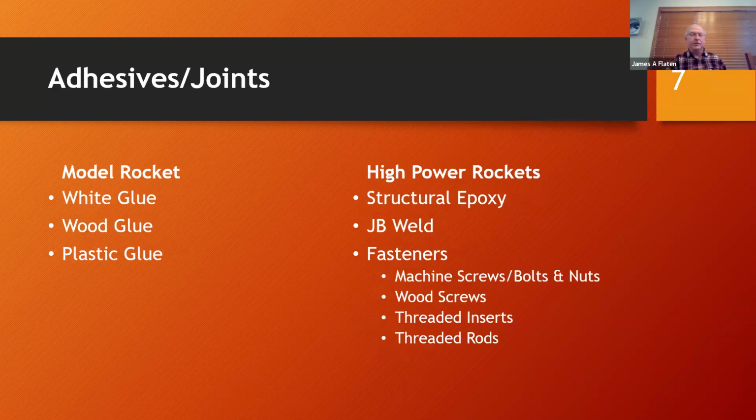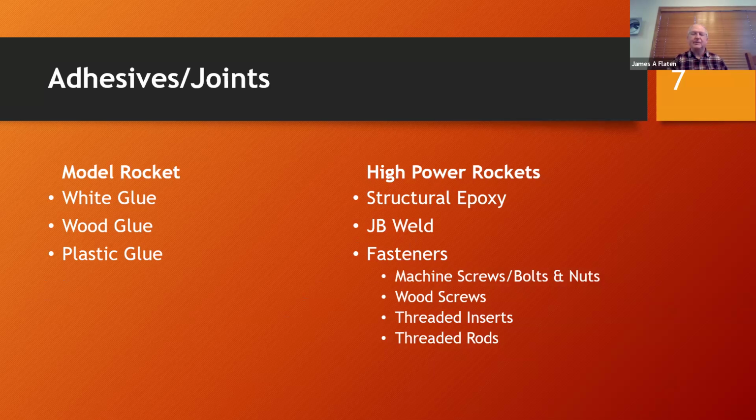When you're putting things together, you would use typically epoxies, two-part epoxies instead of glue. So a model rocket might be built with wood glue or white glue, or possibly super glue, plastic glue. On the other hand, for high power rockets, you almost always use two-part structural epoxies. JB Weld is an example of one that is particularly useful for high temperature applications.